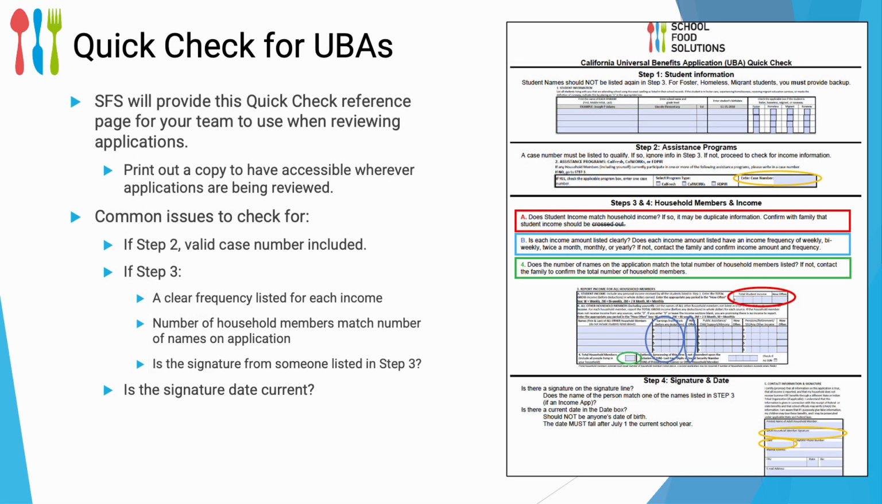We're going to share a few resources with you that you can use when processing forms that you receive. The first one is going to be this quick check document. This is great to have printed out wherever somebody's going to be reviewing applications, because it just reminds you what things to check for. We're going to go through all this in detail, but I wanted you to know that you're going to have this reference available and shared with you as well.